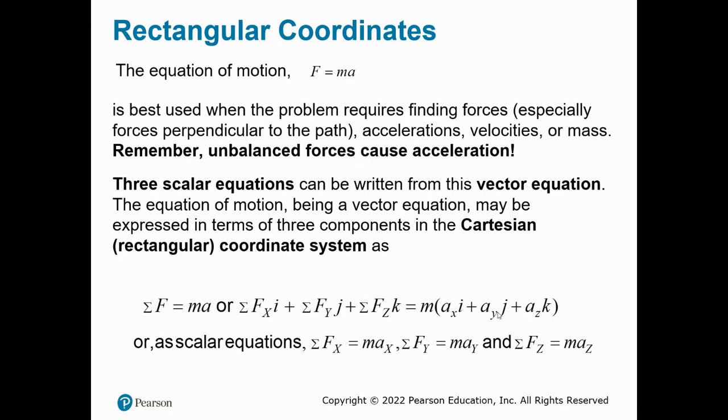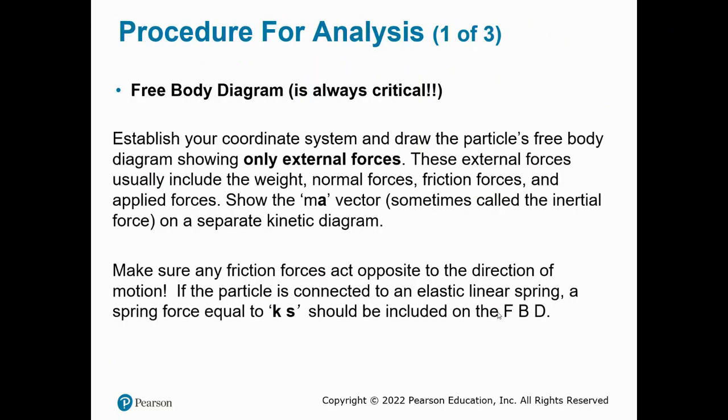Okay, so keep going. Free body diagram, we're always needing it. It's always critical. You're going to establish your coordinate system and draw the particle's free body diagram showing only the external forces. These external forces usually include the weight, normal force, friction force, and applied forces, showing the ma vector, sometimes called inertial force, on the separate kinetic diagram. Make sure any friction forces act opposite to the direction of motion.